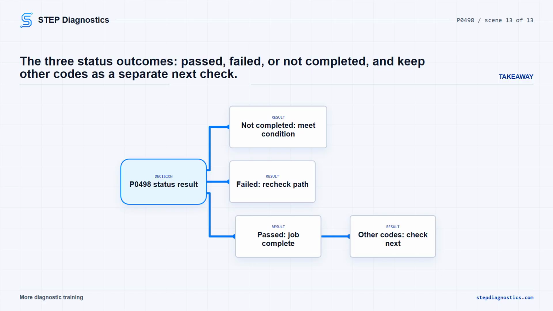The takeaway is simple. Prove the code first, verify power to the valve, verify the valve resistance, then test the PCM control wire for short and open before making a PCM decision.